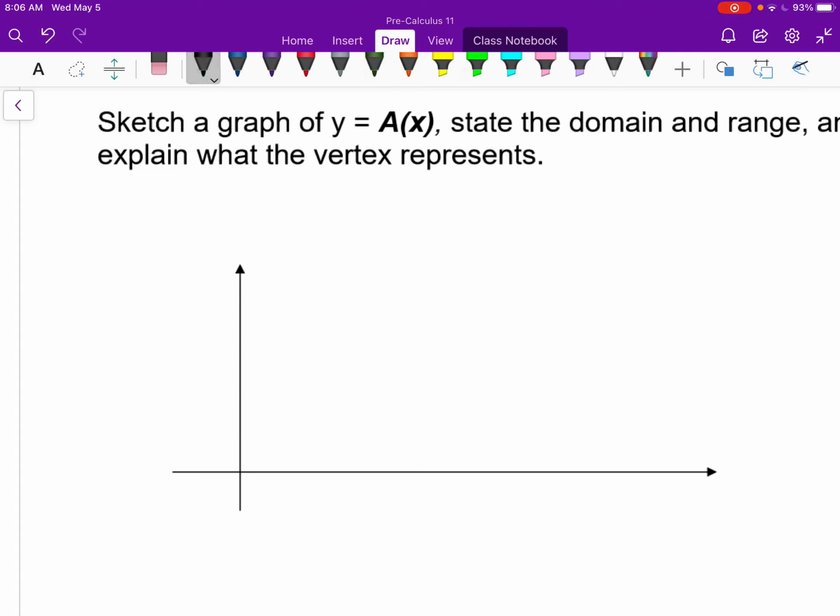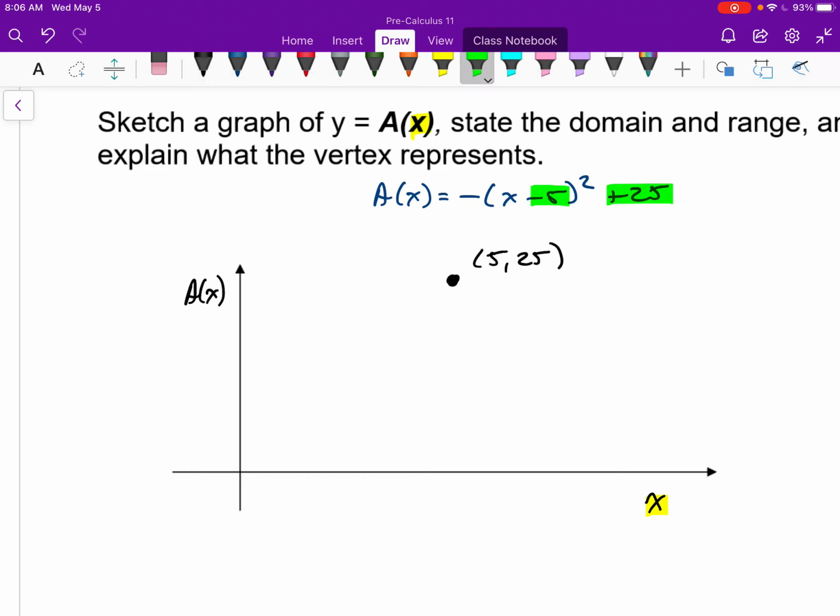Again, I have area on the y-axis and x on the x-axis, x representing the length of that shortest side. What do we know? Let me write down the equation. The equation in vertex form, which is most useful for sketching this out, was this. So I can see the vertex is at (5, 25). I'll just call it here. I can see it's opening down because there's a negative in the front, but there's no stretch. So I know it's opening down.